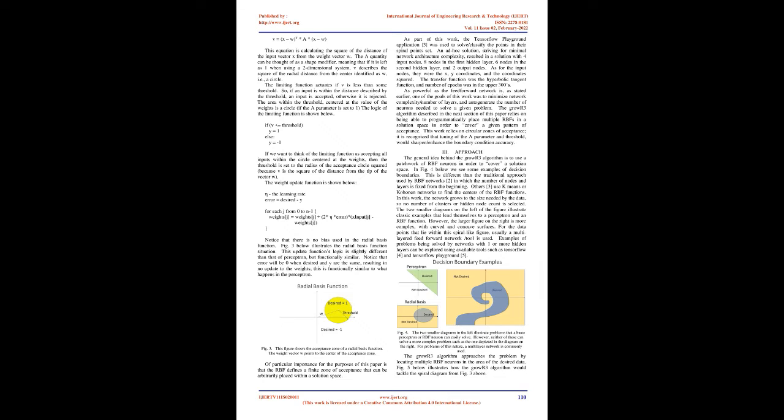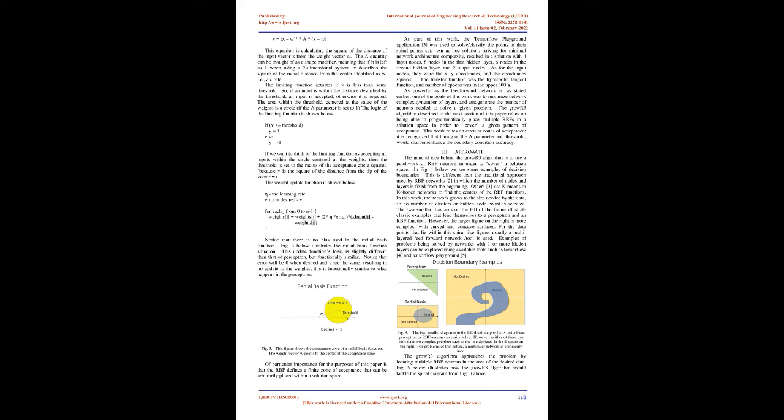The weight update function is shown below. The learning rate. Error equals desired minus y. For each j from 0 to n-1, weights j equals weights j plus 2 star learning rate star error star (input j minus weights j). Notice that there is no bias used in the radial basis function. Fig 3 below illustrates the radial basis function situation. This update function's logic is slightly different than that of the perceptron, but functionally similar.